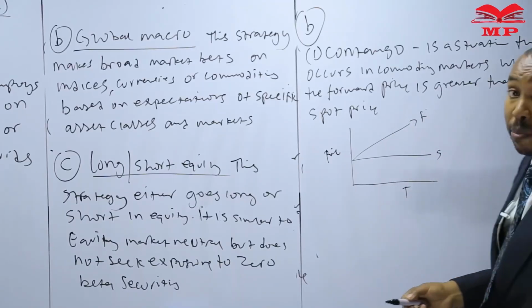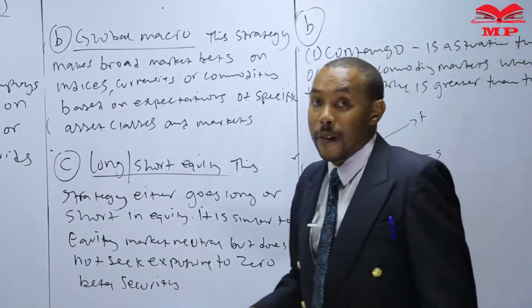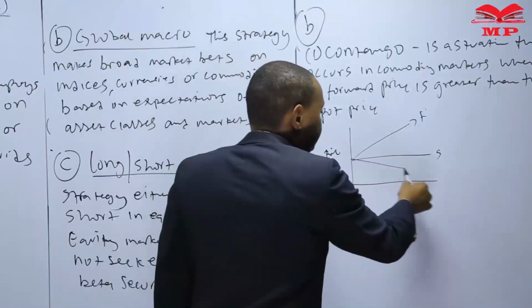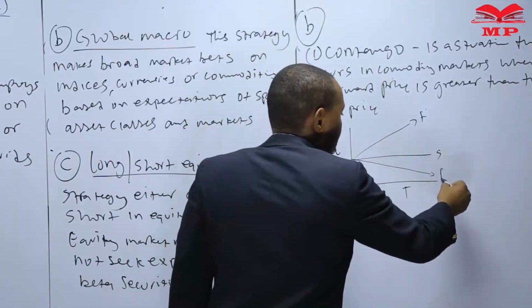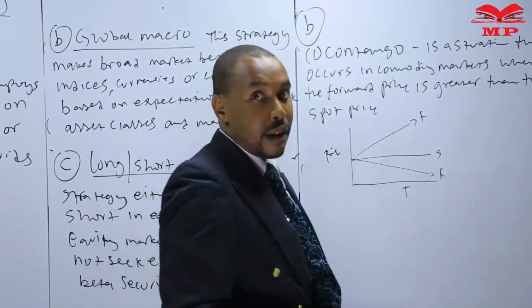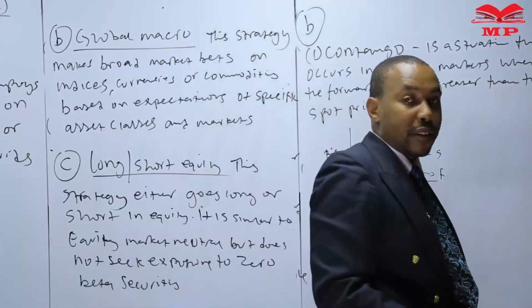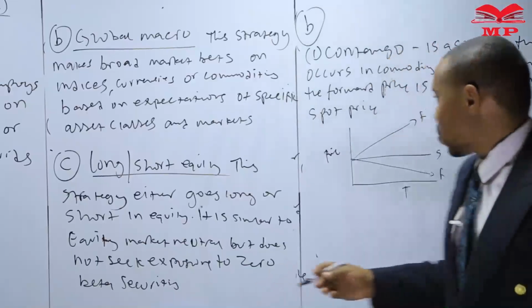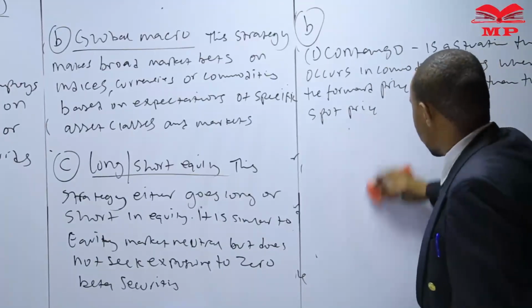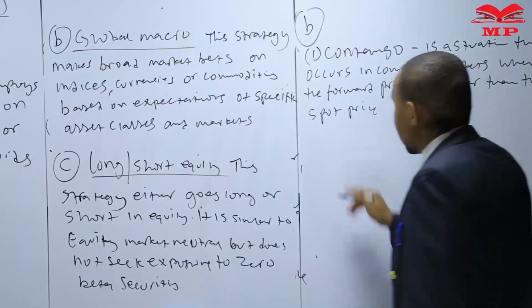Of course, you would expect that in backwardation, it would be the contrary view, where you find it moving in that direction over here. So you have the forward price downward sloping, and it is less than the spot price there. So now we just move ahead and explain what backwardation is.